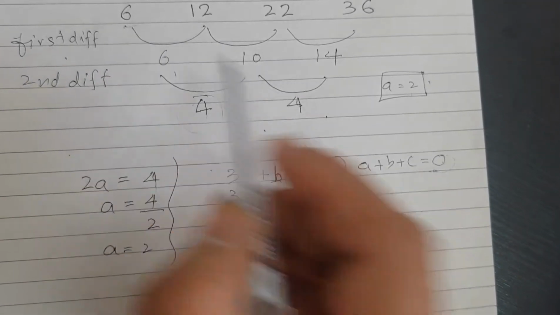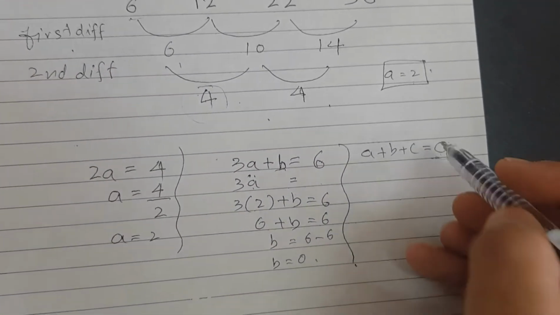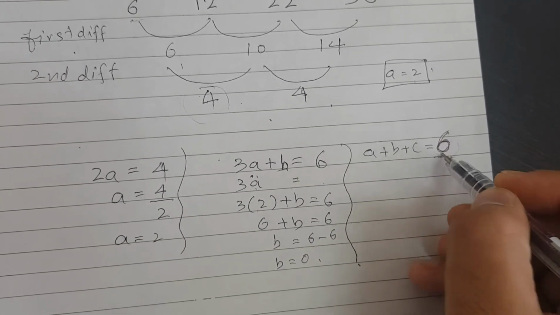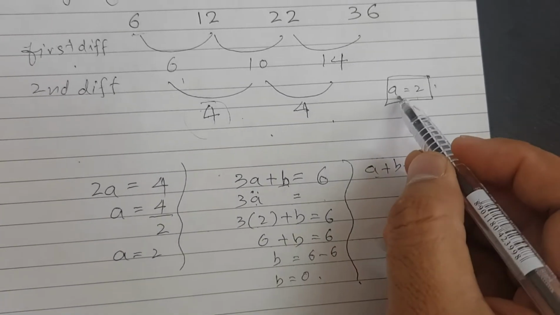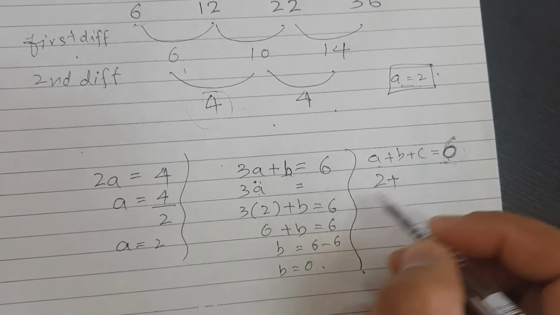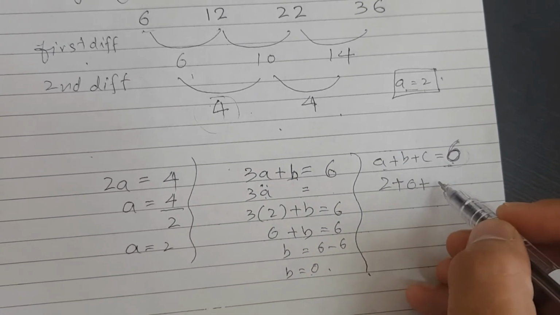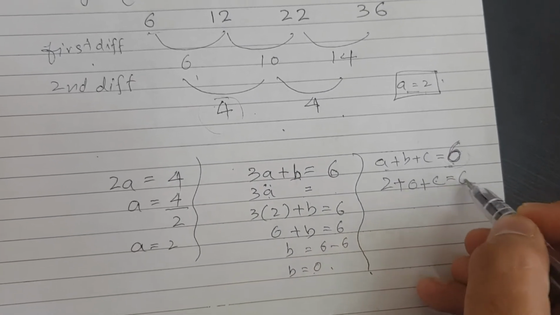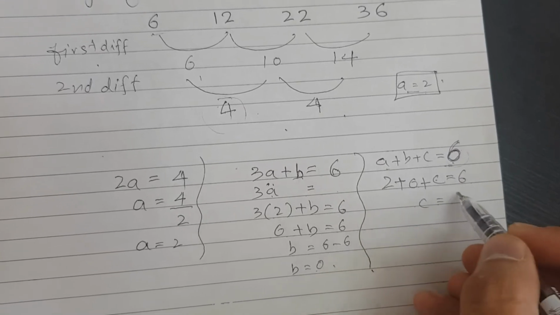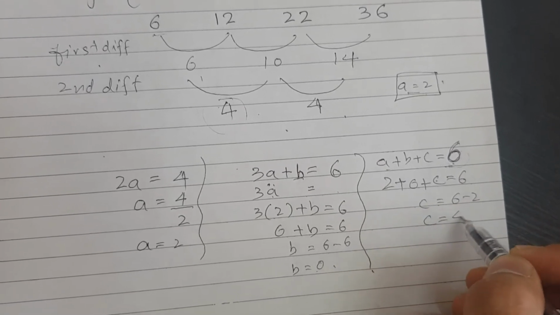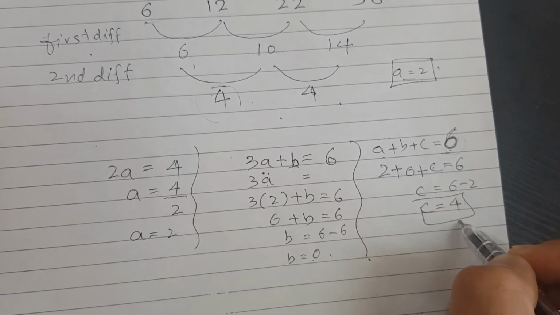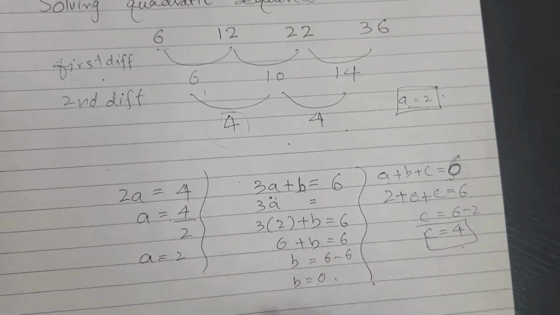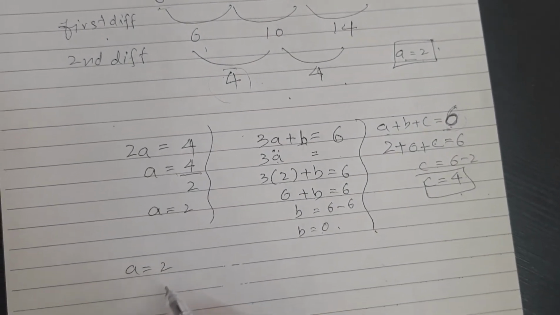Now here I know the first term, which is 6, so I will change this to my first term value. A plus b plus c is equal to 6. Now a is equal to 2, b is equal to 0, and c I don't know, so I will calculate the value of c from here. c is equal to 6 minus 2, so c is equal to 4. Now I know the values of a, b and c.